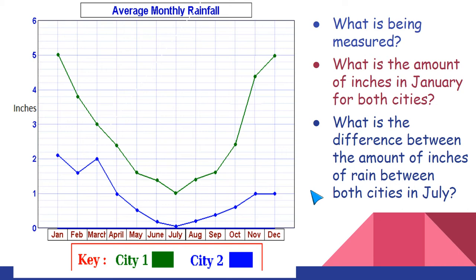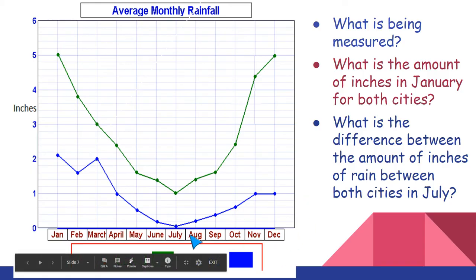What is the difference between the amount of inches of rain between both cities in July? The answer would be there is a 1-inch difference of rainfall between both cities in July. City 1 had 1 inch, City 2 had 0 inches. So I'm looking along July, I subtract, I get a 1-inch difference.